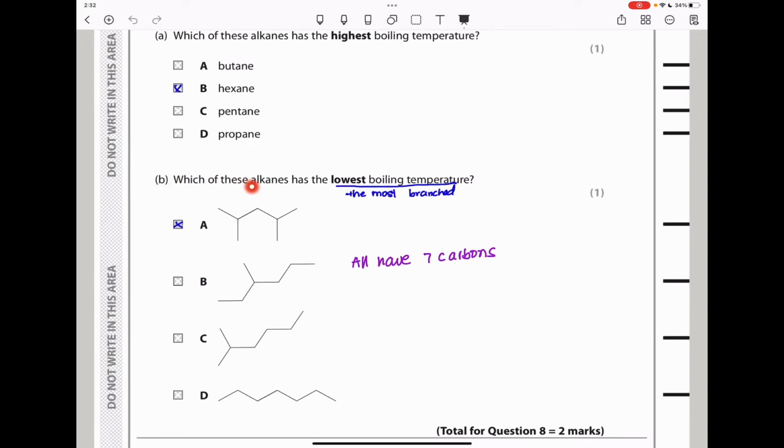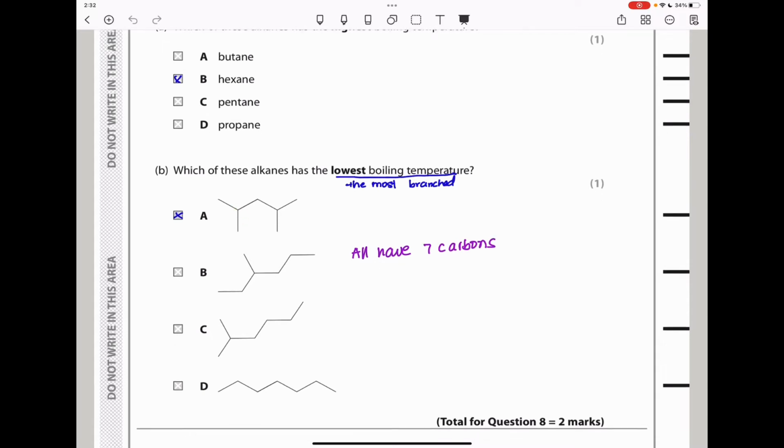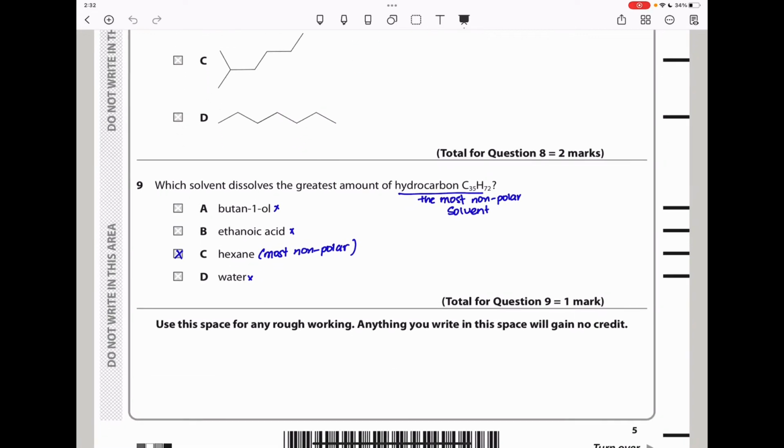Part B says, which of these alkanes has the lowest boiling temperature? Since all these alkanes actually have 7 carbons, it means they have the same number of electrons within them. So the difference is going to be due to branching. And as you already know, branching reduces the points of contact for formation of London forces. So the most branched alkane is going to have fewer points of contact, and therefore it will have the fewest London forces formed. So here the answer should be A, because it's the most branched, so it will have the lowest boiling temperature.